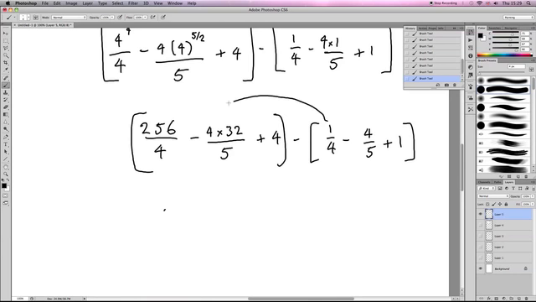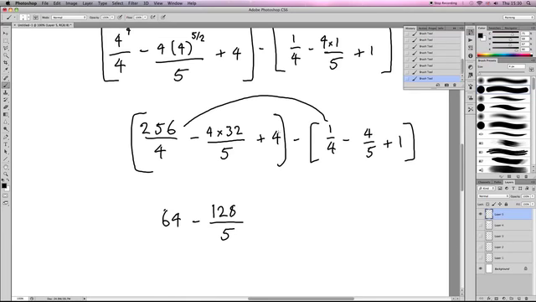I was about to do 256 minus 1, but actually that divides by 4 quite nicely. So 256 divided by 4 gives you 64, so I will keep it at 64. This one I will work out 32 times 4, and I'll divide it by 5. This top bit works out to be 128, divided by 5, it doesn't give me a nice number, so I'll keep it as a fraction.